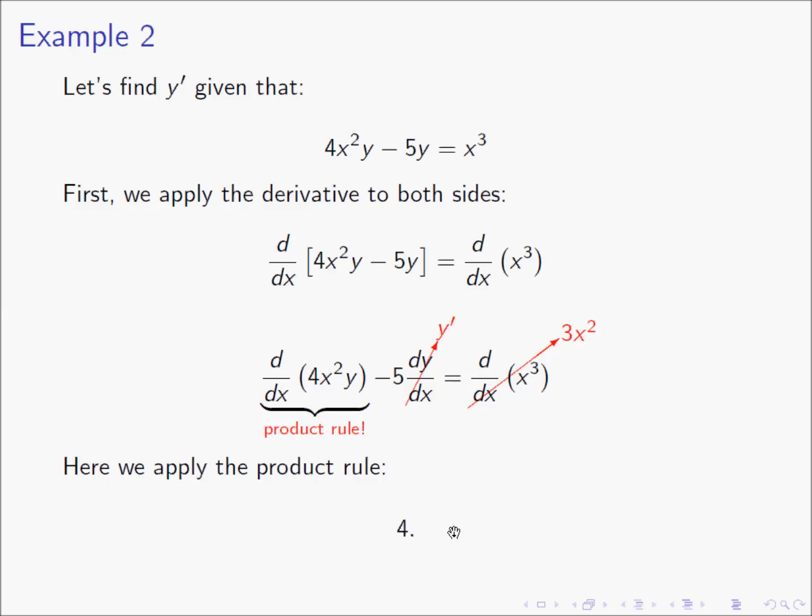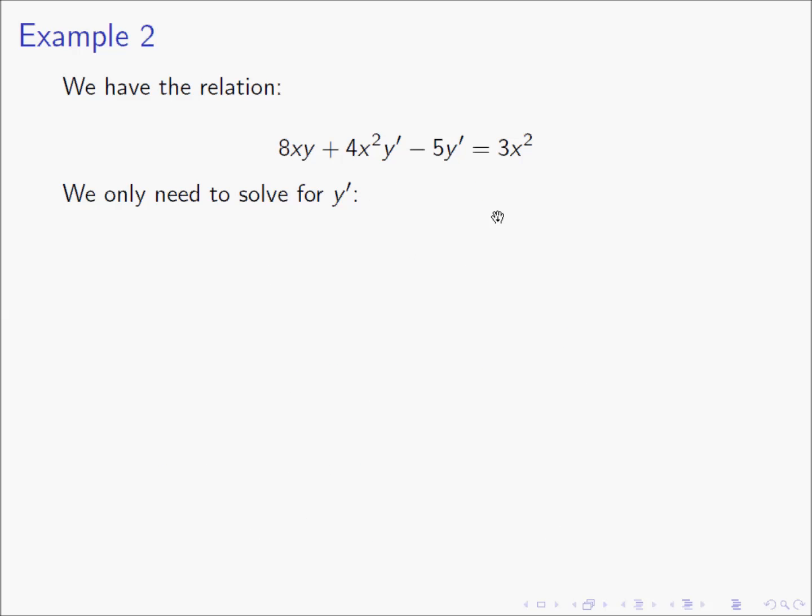Applying the product rule, we have 4 times the derivative of x squared, that is 2x, times y, plus 4x squared times the derivative of y, that is y prime, minus this term here, that is 5y prime, equals 3x squared. So we have this relation here, and from now on we only need to solve for y prime. From now on it's just algebra.